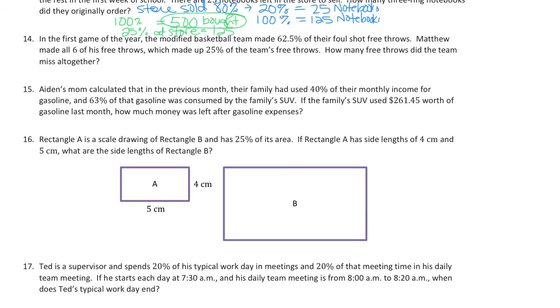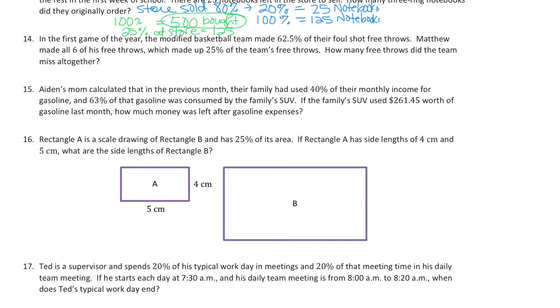Number 15. Aiden's mom calculated that in the previous month, their family had used 40% of their monthly income for gasoline. 63% of that gasoline, of the money used on gasoline, went towards the family's SUV. If the SUV used $261.45 worth of gasoline last month, how much money was left over after gasoline expenses?